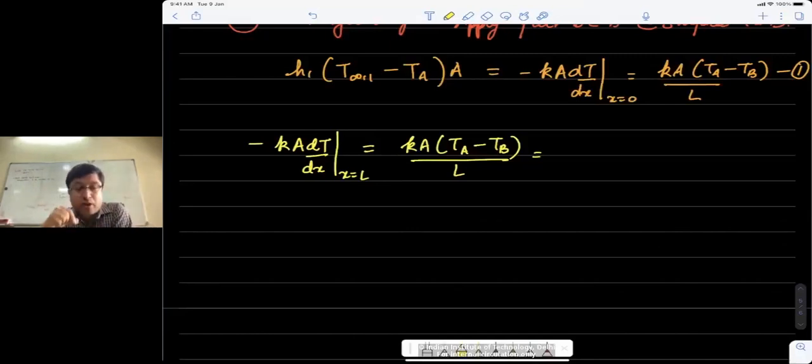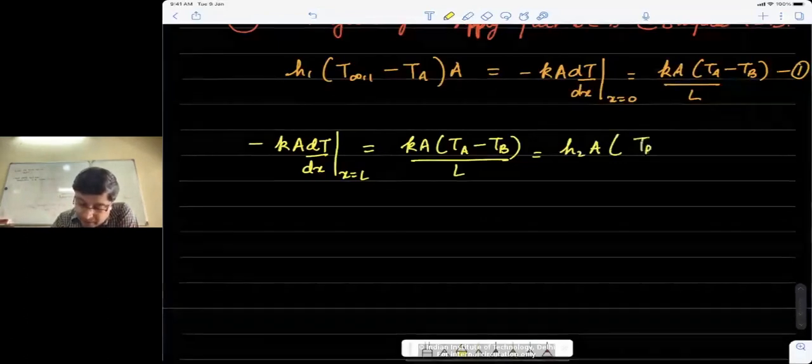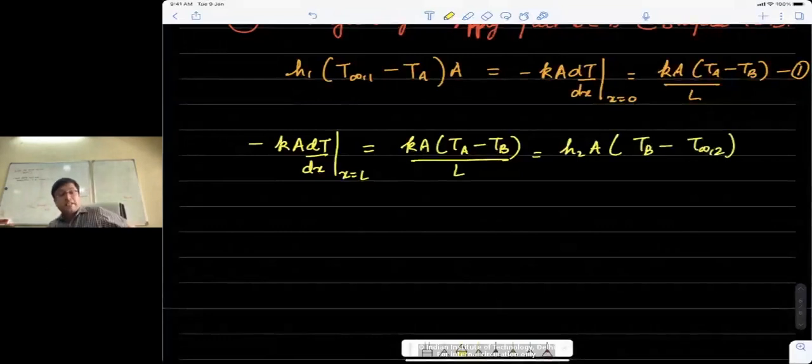So what should this be equal to now? Can somebody guess what I should write on the right hand side? So h2 A (Tb minus T infinity 2). Okay, good. So this should be h2 A. Now we are saying this should be heat transfer to the fluid. So this should become Tb minus T infinity 2. That's right. It should not be T infinity 2 minus Tb, because that would mean that heat is being given to the surface. This is heat taken away from the surface. So this is equation 2.